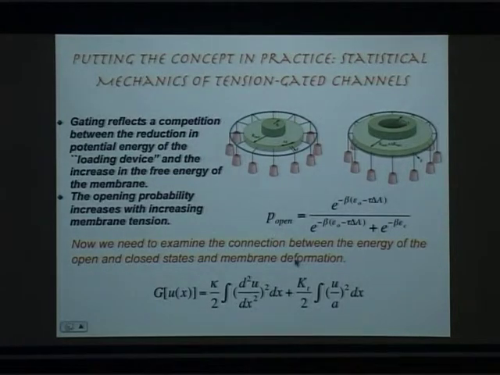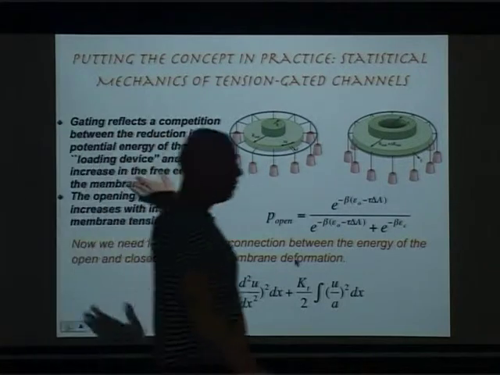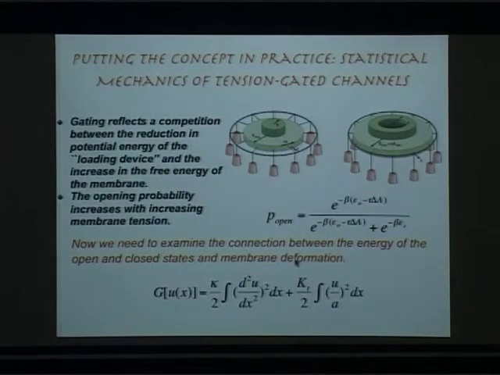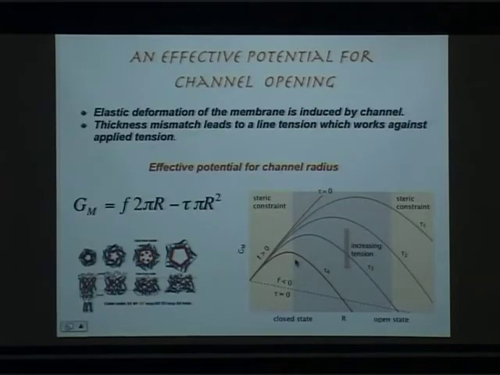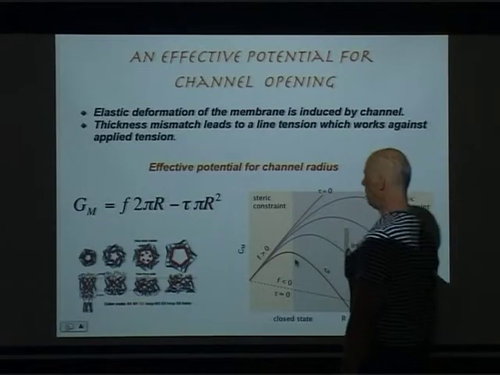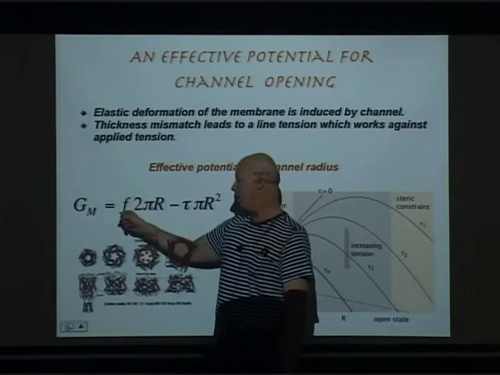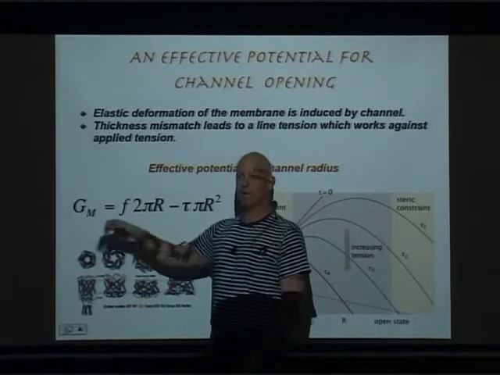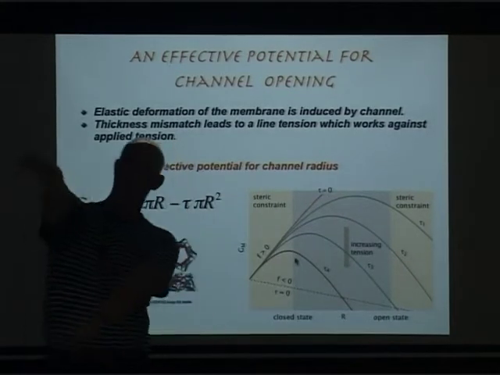But the free energy of the membrane went up. And so that's the competition. So you can do calculations. I'm not going to bore you, but the upshot is this. You get a competition. It's nucleation theory. This thing is positive, and it's the cost of the deformed material.